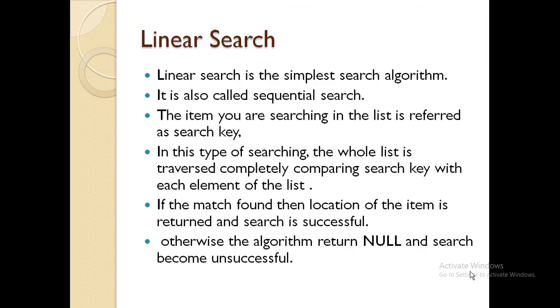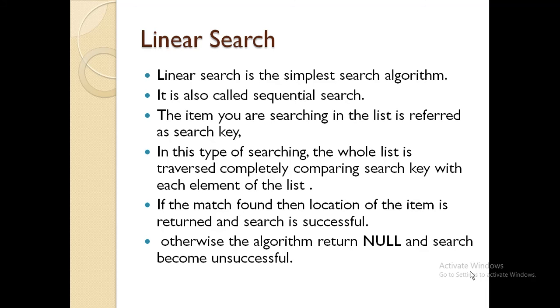Now let us discuss linear search. Linear search is the simplest search algorithm. It is also called a sequential search. It means that the element which you are searching is searched sequentially in the list. The element which you are finding in the list is compared with each and every element of the list, starting from the first element.